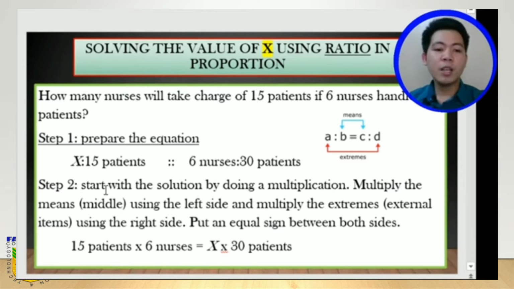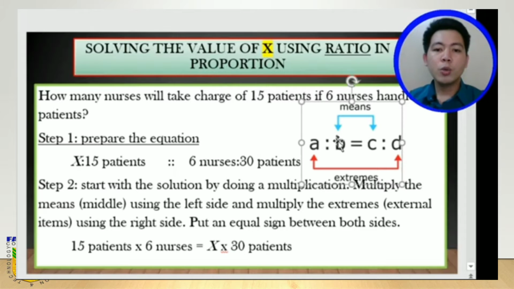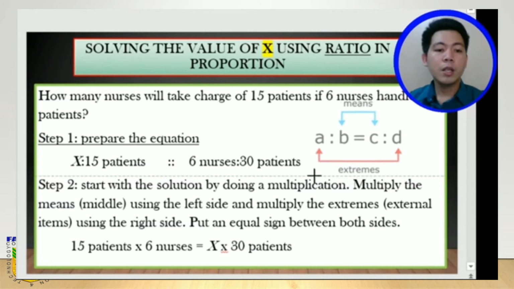So, ang step 2 natin dito ay start with the solution by doing a multiplication. So, multiply the means or the middle items using the left side and multiply the extremes or external items using the right side. So, sa part nitong proportion, kung titingnan natin class, yung nasa gitna, yan yung means, yung B at C, yung A at D naman na nasa external portions, ito naman yung extremes. Alright? And then, put an equal sign between sides. We have 15 patients times 6 nurses is equal to x times 30 patients. And isosolve natin yung value ng x.